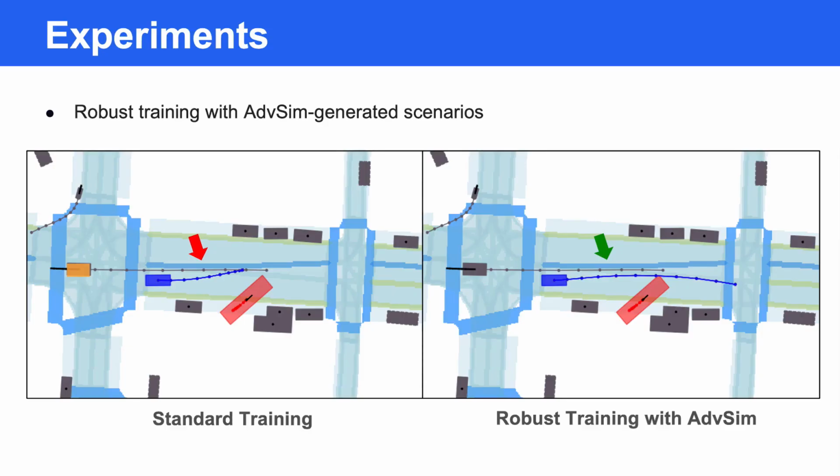We can also use AdvSim generated scenarios not only for testing, but also for improving the autonomy system via robust training. In this AdvSim scenario, the standard P3 system lane changes and is rear-ended from behind. After robust training with the AdvSim, the P3 system now outputs a plan that bypasses the bus smoothly and returns to its original lane quickly, without colliding with the actor from behind.